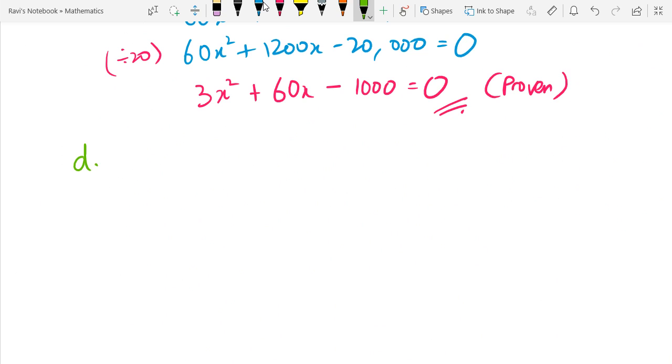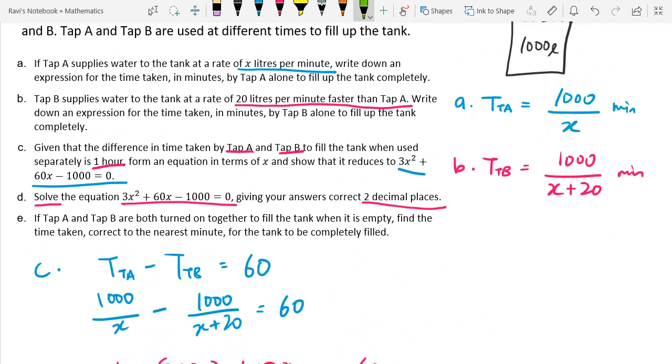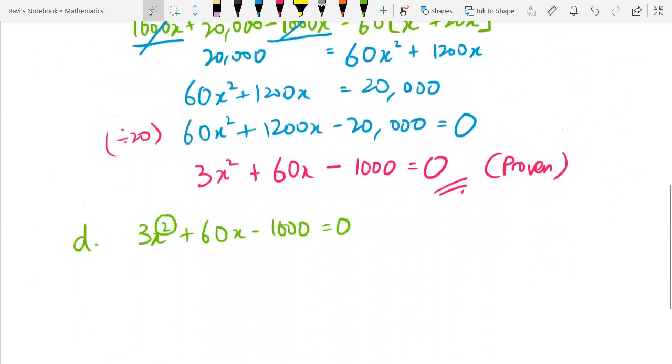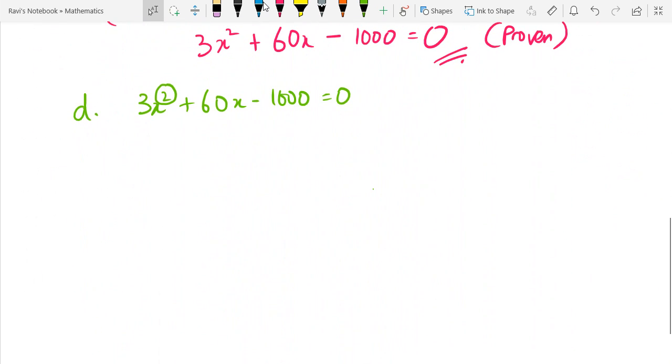In part D, I have this equation 3x squared plus 60x minus 1000 equals 0. This is a quadratic equation because the highest power here is 2. When the highest power in the equation is 2, then you say it's a quadratic equation. To solve quadratic equations, there are a few methods. You may know about the cross method in school. But in this case, the question says that the answer must be in 2 decimal places. Once you know the answer is going to be in decimal places, one of the easiest ways is to straight away use your quadratic formula to solve it.